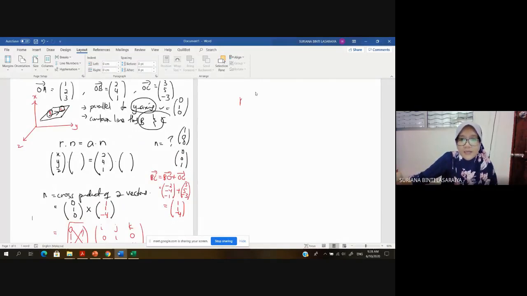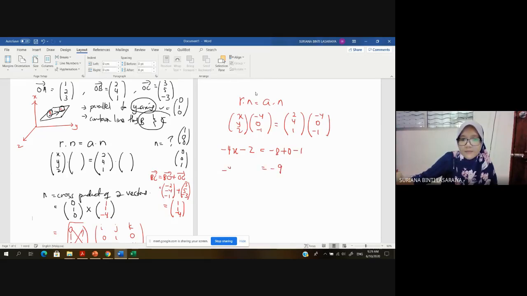So r dot n equals a dot n. So r is x, y, z, n is -4, 0, -1, and this one is 2, 4, 1. n is -4, 0, -1. So you will get -4x minus z equals -8 plus 0 minus 1. So you will get -9, right? Correct?